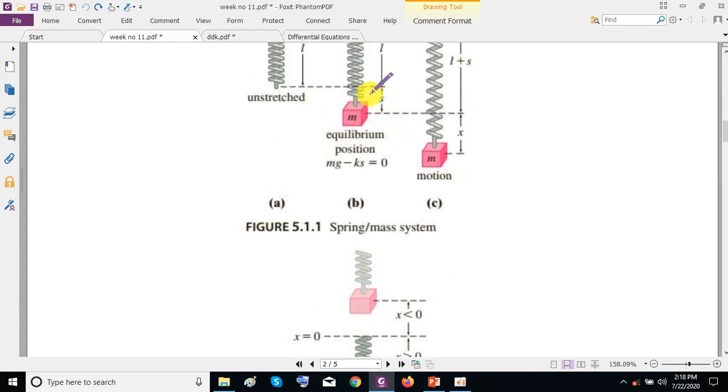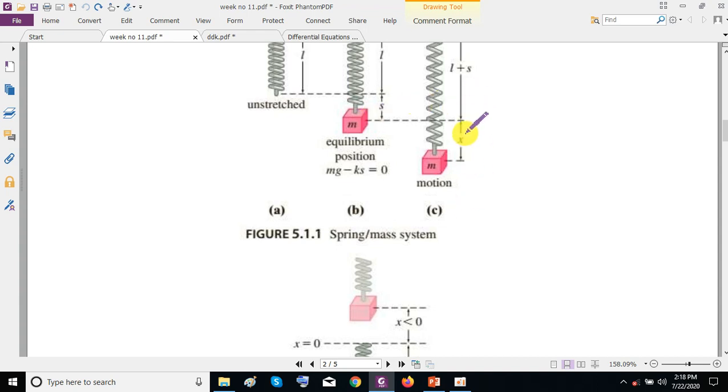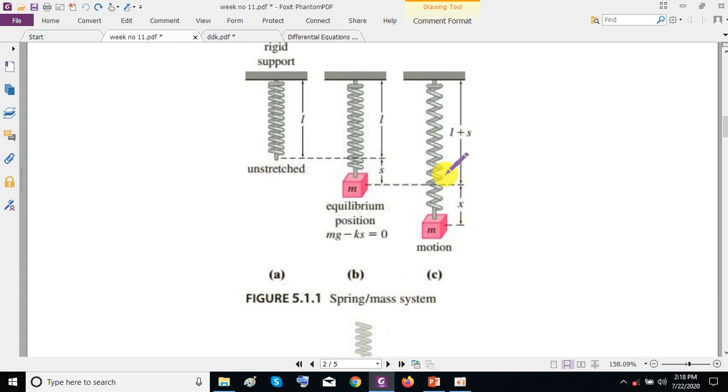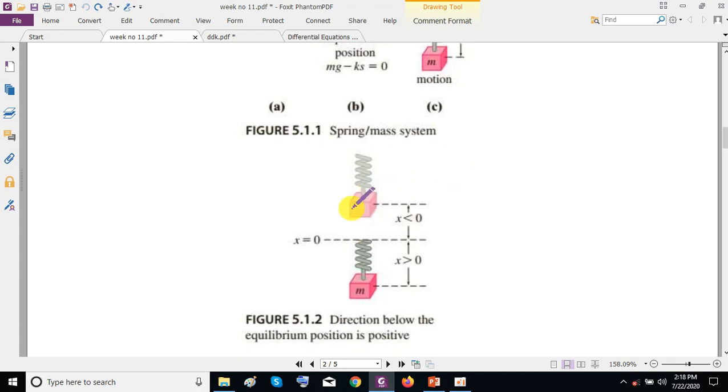Now look at this one. This is the equilibrium position of the given system. But if we stretch the spring, it covers some distance, and that distance is equal to x. We can also compress it in this direction, like this one. Look at this, x equal to 0 is the equilibrium position.